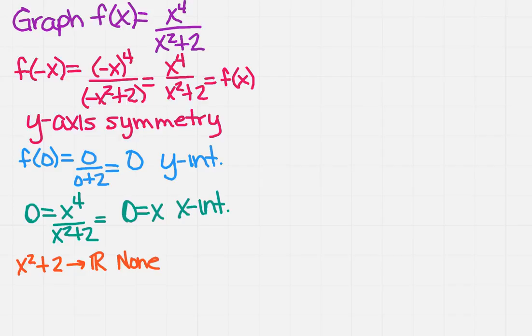Now what about horizontal? Try that one. So when I did the rule for the horizontal asymptotes, I noticed that the exponent 4 is greater than 2, so that tells me that there is also no horizontal asymptote.